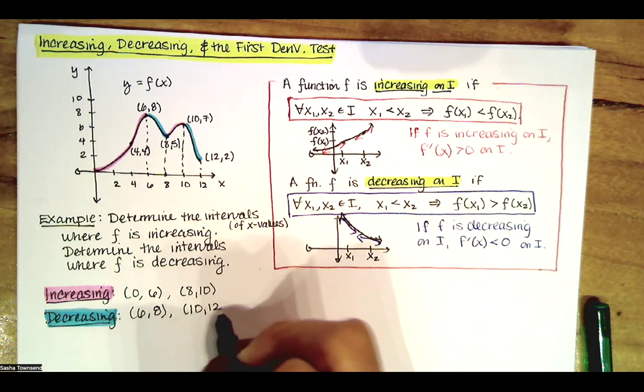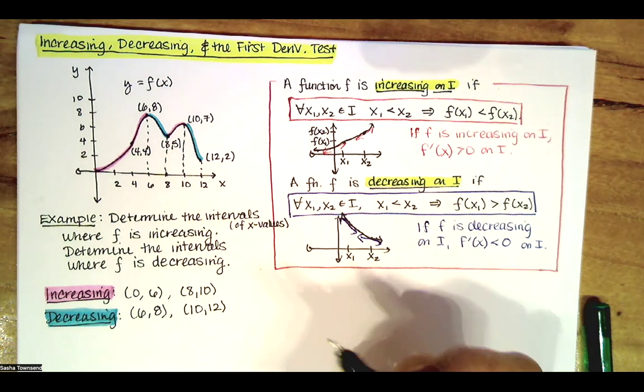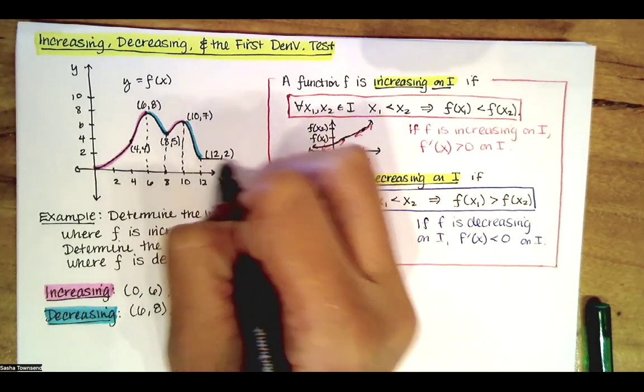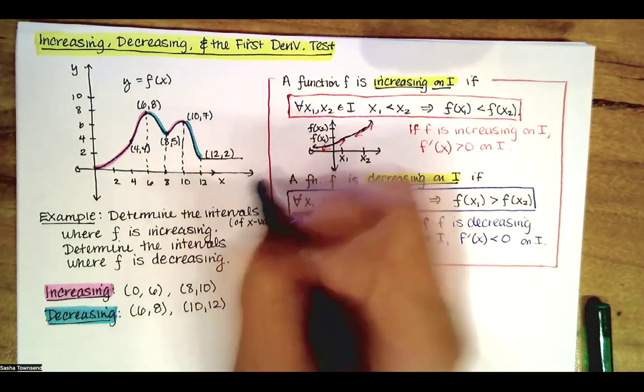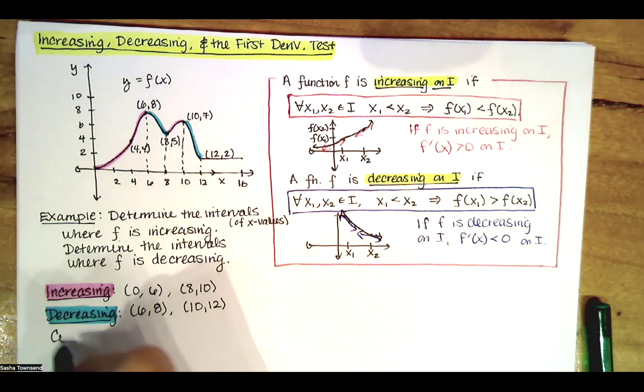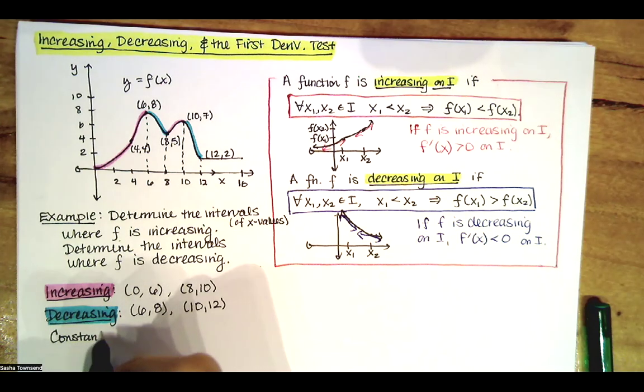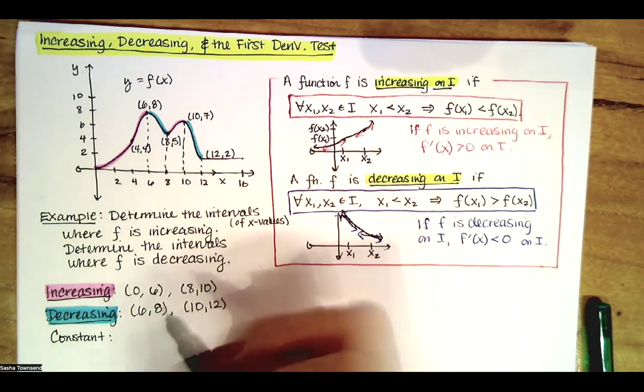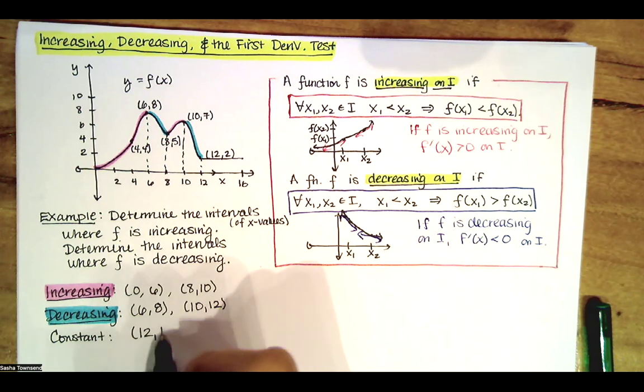Now we didn't show any constant values, but if the function happened to be constant, like maybe it looked like this, from let's say 12 to 16 or something like that, you might say that the function is constant on the interval from x equals 12 to x equals 16.